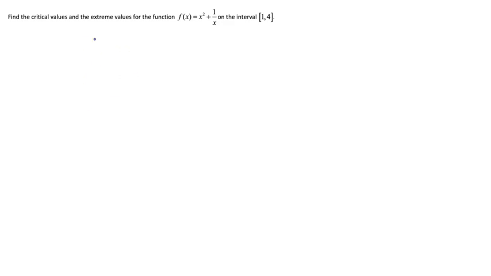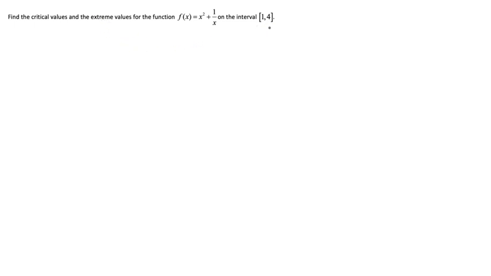Find the critical values and the extreme values for the function f of x equals x squared plus 1 over x on the interval 1 through 4. Alright, so we want to find the critical values, which means we're going to need to find the first derivative and set it equal to 0 and solve for x. And then we want to find the extreme values, which are the max and min.